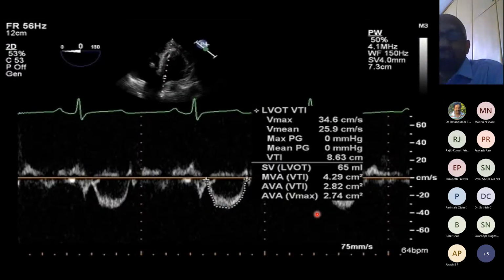Here the monitoring of the heart function becomes very important in terms of determination of the LVOT VTI. For example, in this case, the deep transgastric view of the left ventricle is chosen and pulse wave Doppler is inserted at the LVOT, and you measure the LVOT VTI. In this case, it is about 8.3, which is less. If it's 10 or more than 10, it's a signal for us to think about weaning the ECMO.